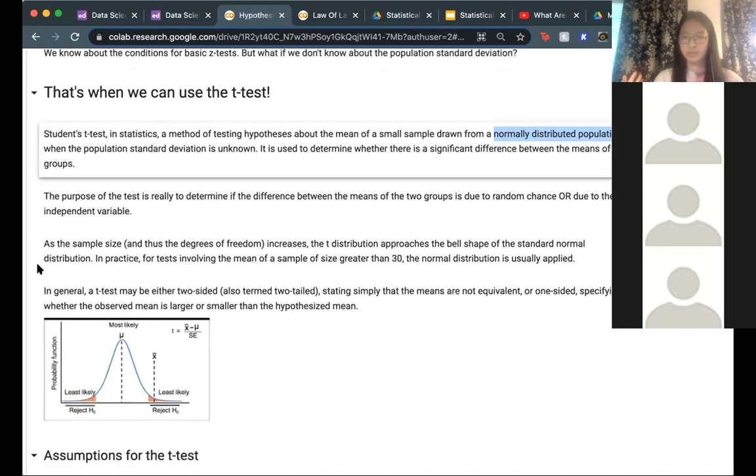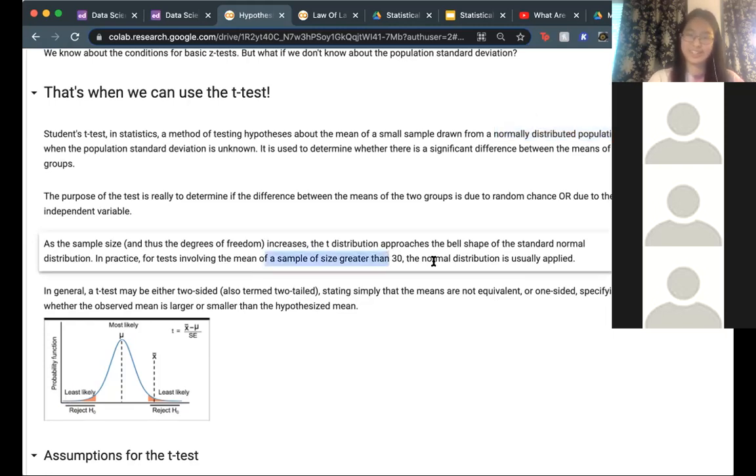The law of large numbers still really works with this, because the idea is that as your sample size increases, the t-distribution, which is basically just the distribution that the t-test works out of, approaches the standard normal distribution. So if you have a sample size greater than 30, you can usually just assume that the normal distribution is a thing. It's like an AP stats thing, and it's something to be aware of.